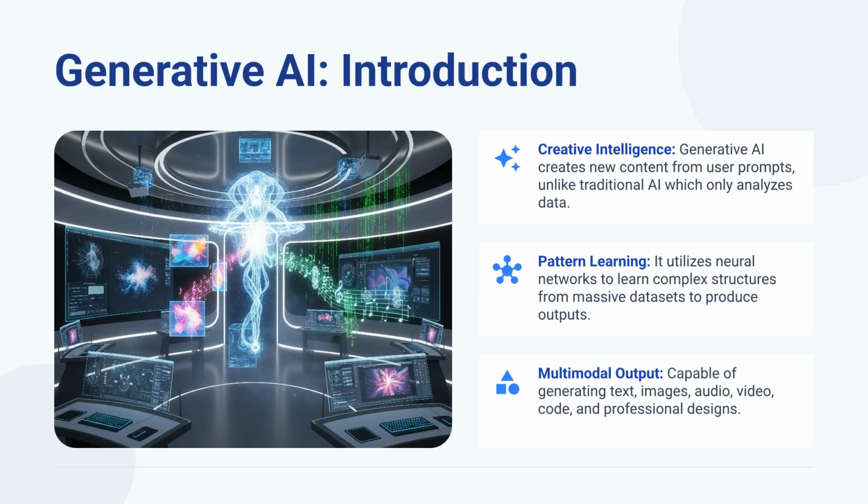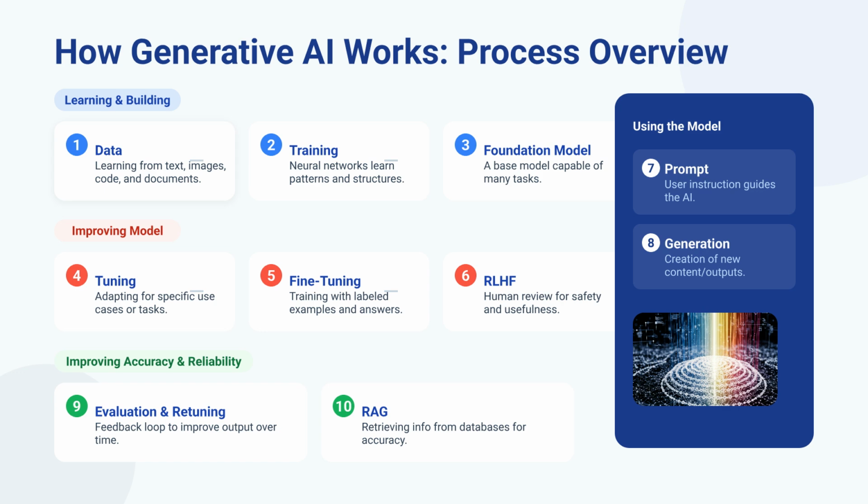Generative AI creates new content from user prompts, utilizing neural networks to learn complex structures from massive datasets. It provides multimodal output, generating text, images, audio, video, code, and professional designs. Applications span content creation, business automation, education, and research. Generative AI follows a complex, multi-stage process.